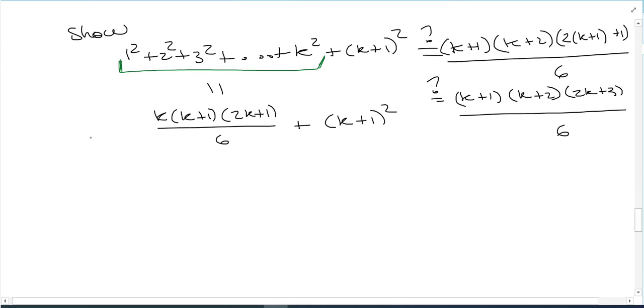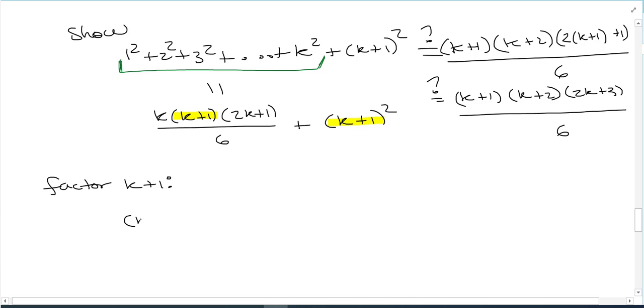So I'm going to continue just working on the left side. And here I want to simplify it. Okay, so don't multiply it all out. That's going to get messy. Notice that I have a k plus 1 and a k plus 1 squared. So I'm going to think about factoring. So factor out the k plus 1.